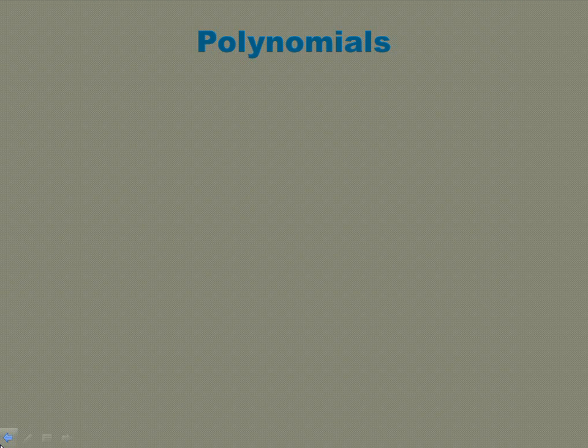We're going to start our unit on polynomials. This is chapter 6 in your book. It's also a topic that you guys covered in Algebra 2, so most of what we're going to be doing in this unit is going to be a little bit of a review for you.